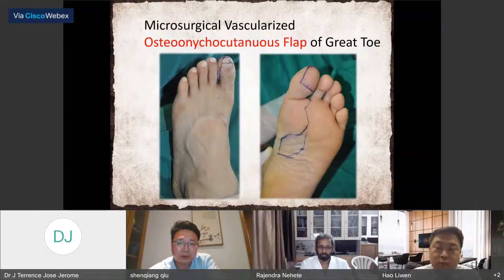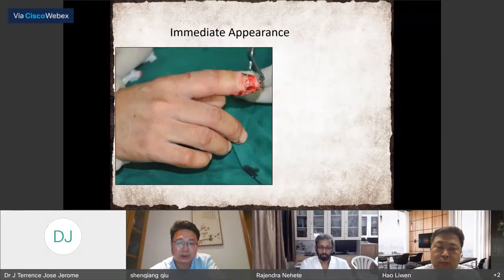Designed an osteoonychocutaneous free flap of grade 2, and the reverse medial plantar flap for repairing the donor side. Appearance immediately after operation. It looks slightly fat on the radial side.